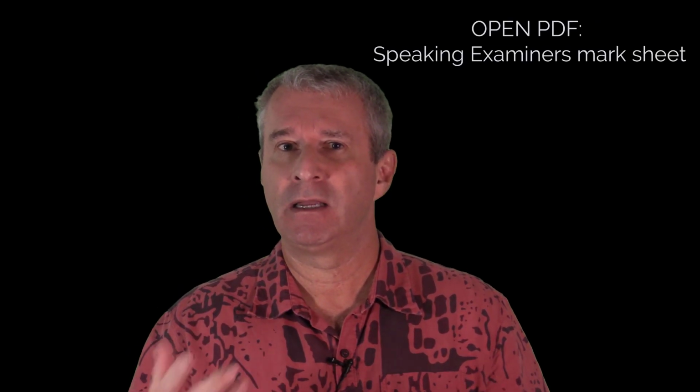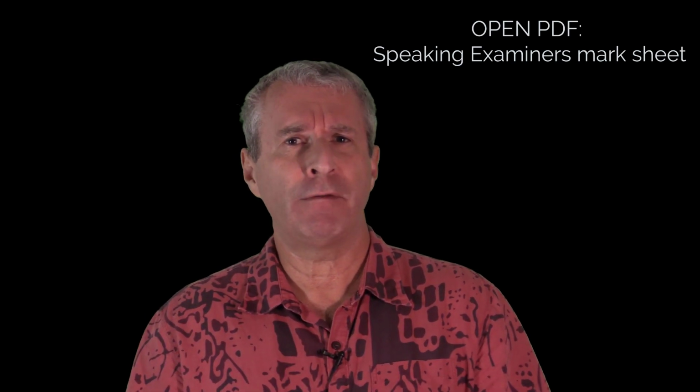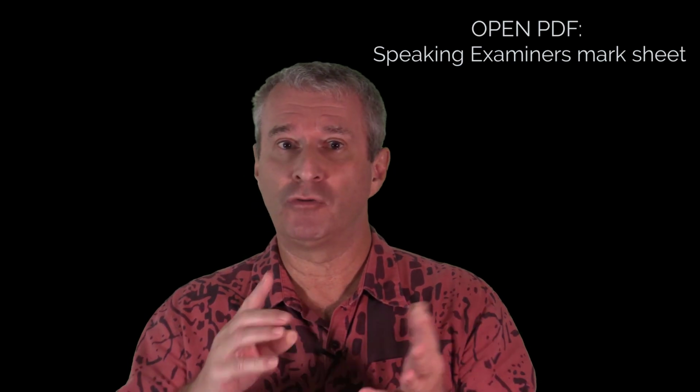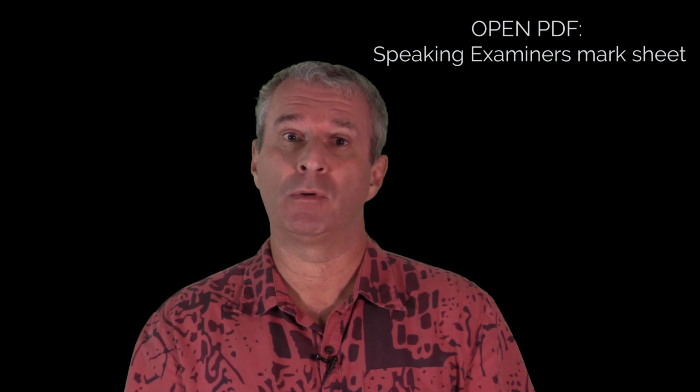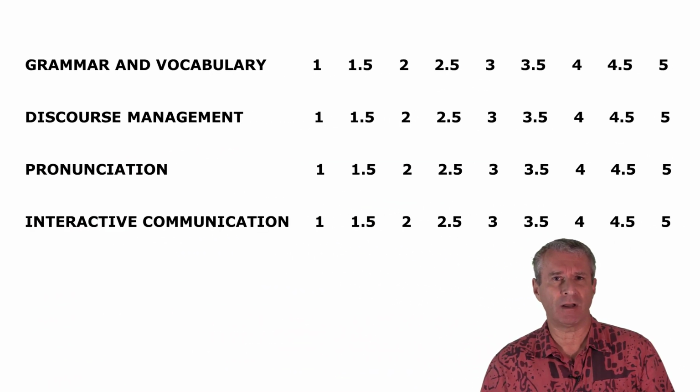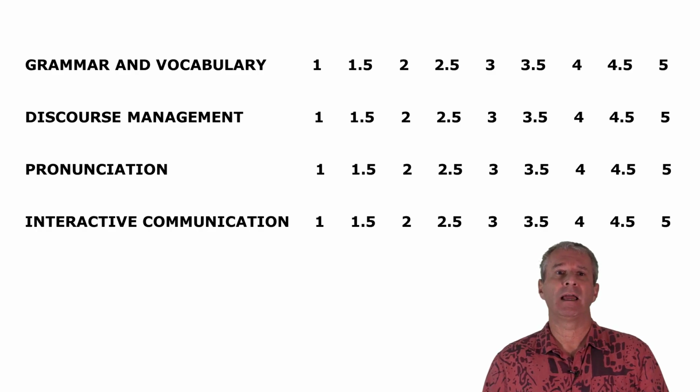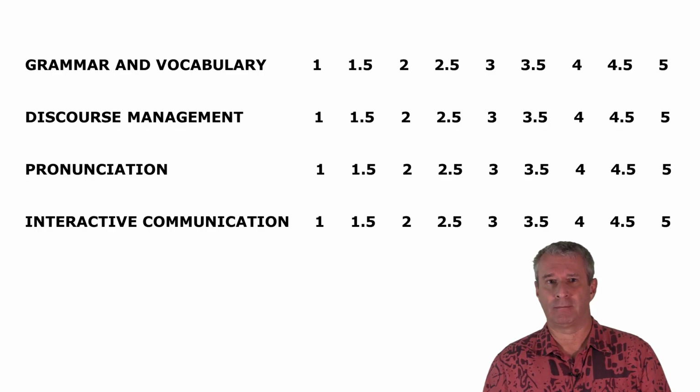Let's watch an example test, a full speaking test for 14 minutes, and I want you to mark both candidates according to the examiner's criteria. So go to the PDF support document named Speaking Examiner's Mark Sheet and open it. You'll see the 4 speaking test criteria: grammar and vocabulary, discourse management, pronunciation, and interactive communication. The 2 candidates are Florine from the Netherlands and Maria from Argentina.